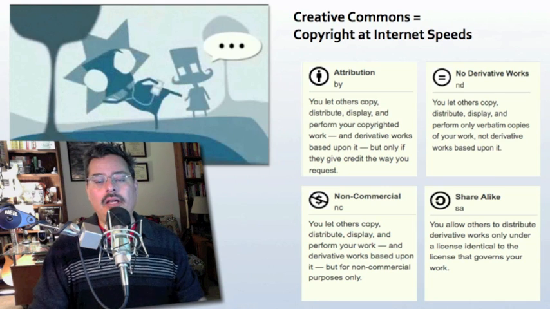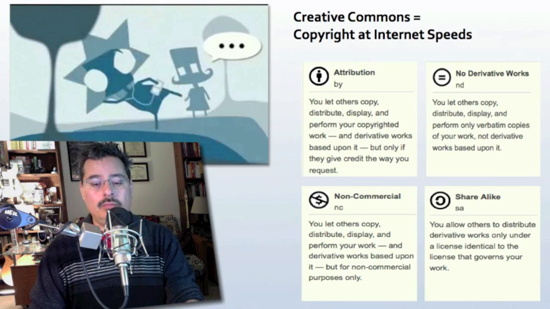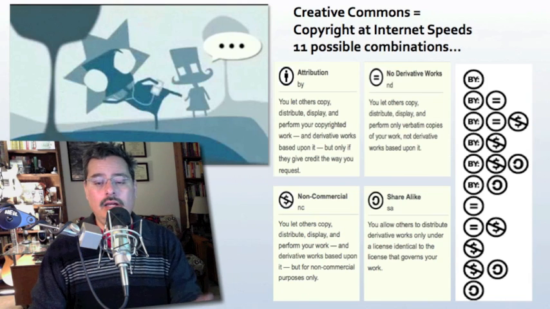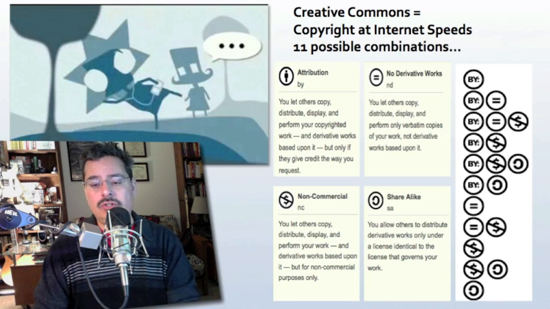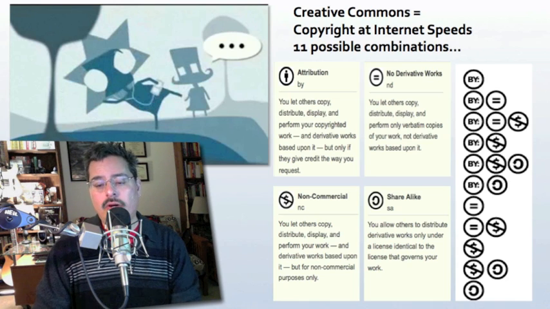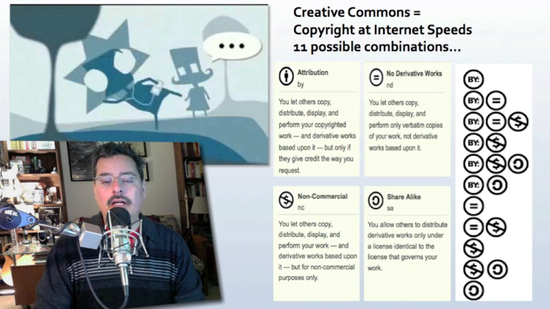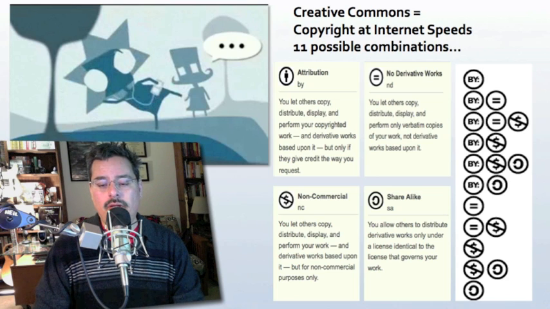Ultimately, you do not need to use all four symbols. You can use any assortment of symbols: attribution, no derivative works; attribution, non-commercial; attribution, non-commercial, share alike; and so forth and so on. Basically there are 11 different combinations of how Creative Commons could be used.